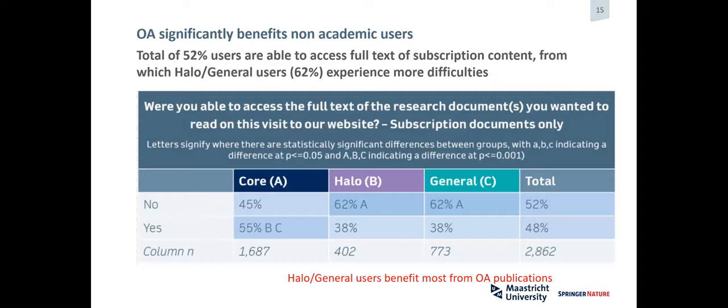Focusing on the access of open access documents, apparently open access documents are available for everyone. So we thought it would be wise to see how the accessibility of subscription content is perceived. And there we see roughly a 50-50% split of those who could access the content and who couldn't. And on the other hand, we also see that the halo and general segment users had relatively more problems, 62%, in accessing subscription documents. So therefore, we can strongly conclude that the non-academic users benefit most from open access publications.